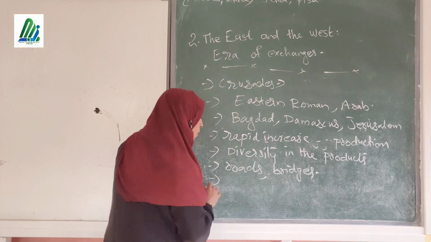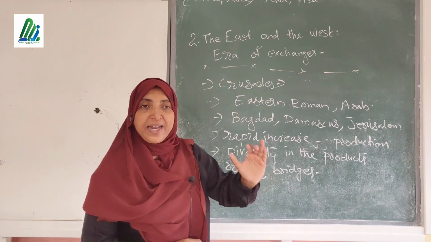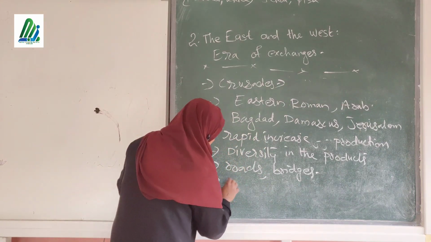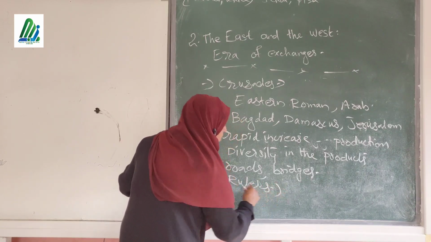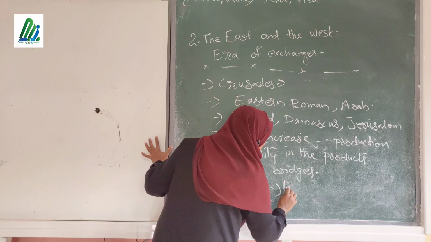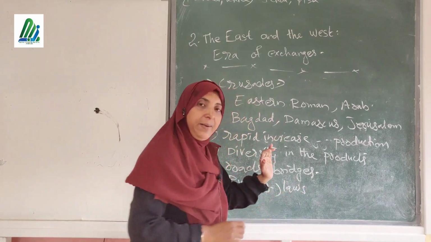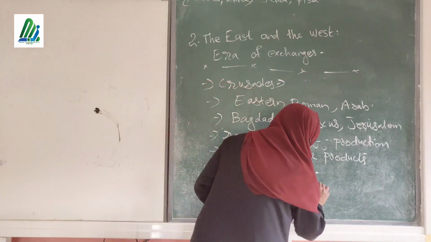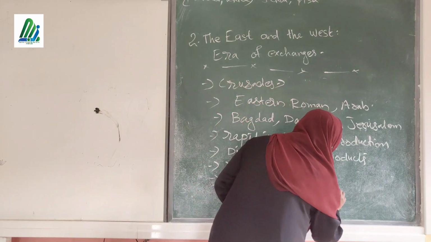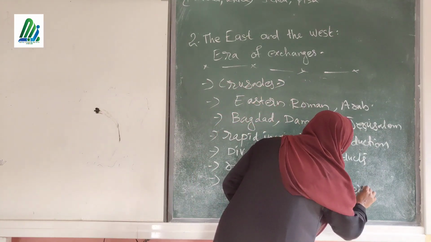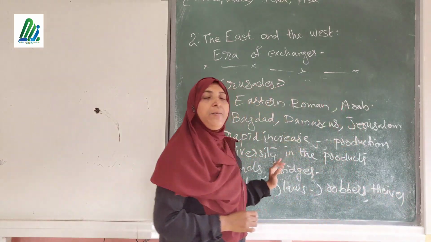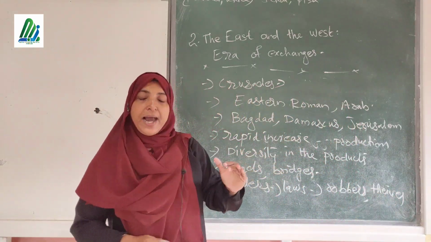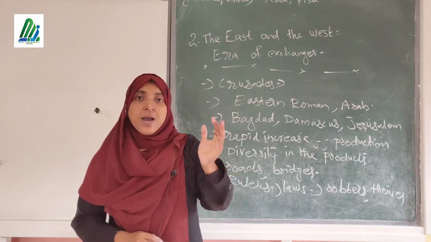Okay, so the next point that helped the trade between East and West is the rulers' activity. The rulers brought, or implemented, so many laws to control robbers and thieves. So these are the important factors that helped the trade relation between East and West.